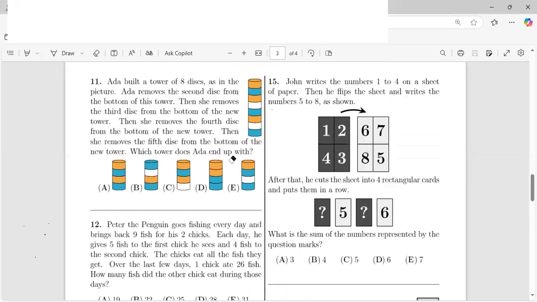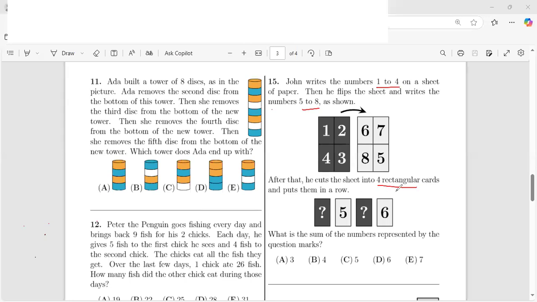Question number 15. John writes the numbers 1 to 4 on a sheet of paper. Then he flips the sheet and writes the numbers 5 to 8. So when he flips the sheet, these 2 numbers will be together. After that, he cuts the sheet into 4 rectangular cards and puts them in a row. What is the sum of the numbers represented by the question mark? So basically what we need to know is what are the numbers behind this.